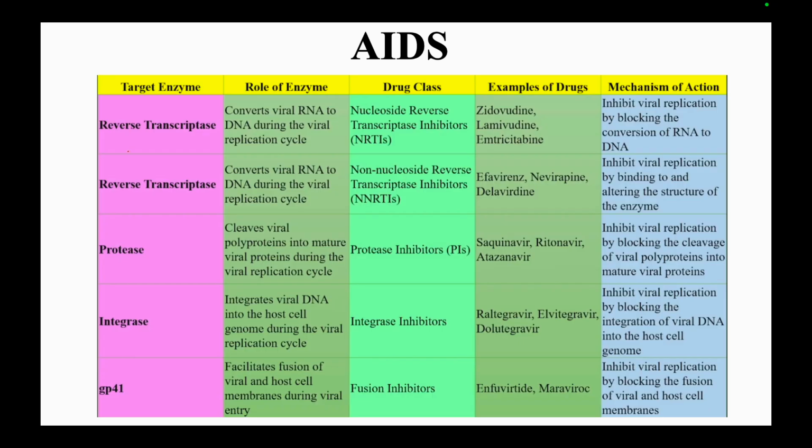So first is the main enzyme, reverse transcriptase. As the name suggests, it converts viral RNA to DNA. That is, the viral RNA which has infected the cell is converted into DNA, and then that DNA is integrated into the host genome. We have different drugs which target reverse transcriptase; these are examples of the drugs. They inhibit viral replication, and thus they decrease the viral load.